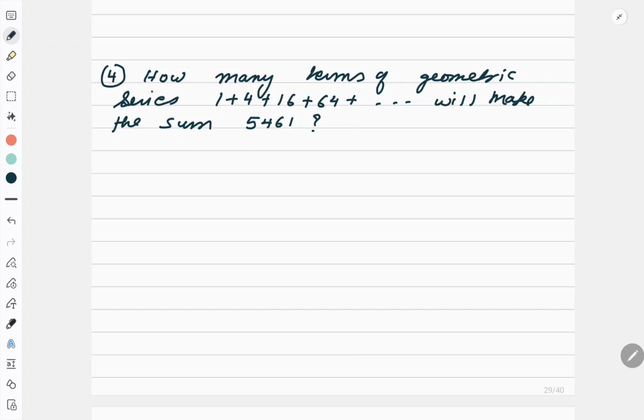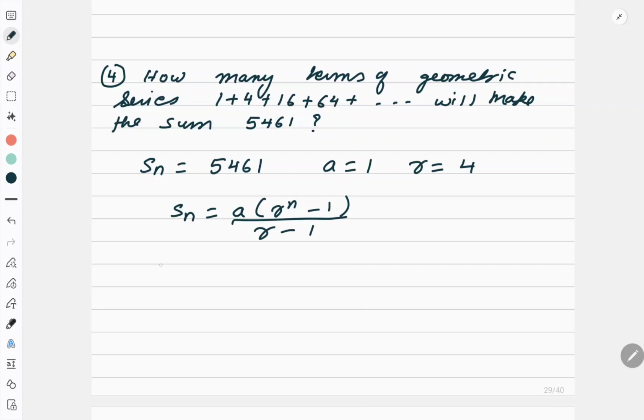Now see, first, what is the information we have? We know that Sn is equal to 5461, A is equal to 1 and R is equal to 4. Correct? And what is the formula? The formula is very simple. Sn is equal to A times (R to the power n minus 1) upon (R minus 1).